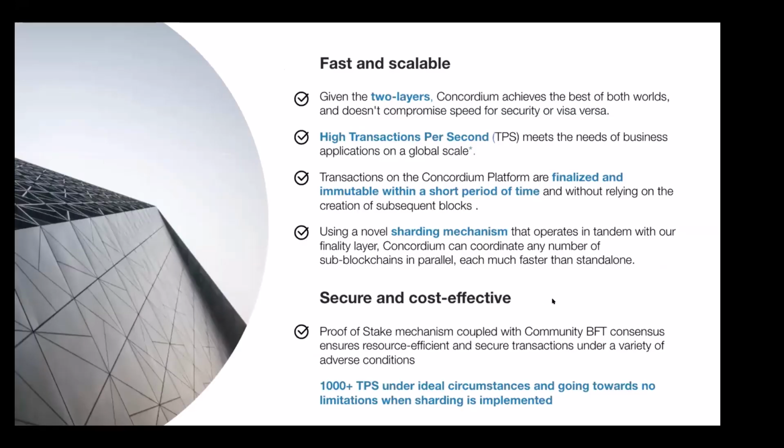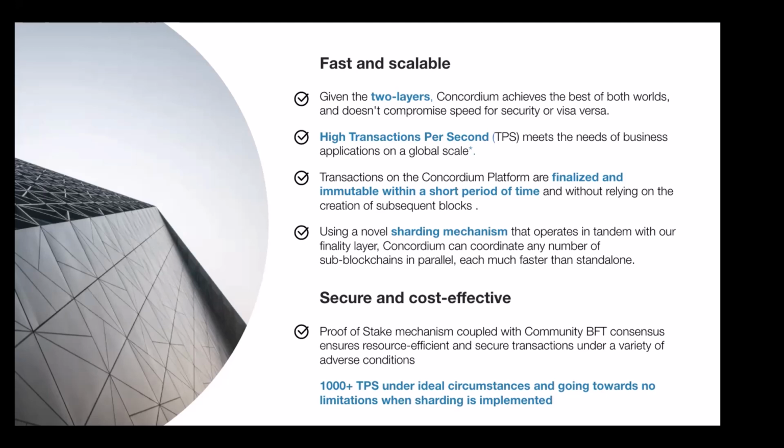So let's speak a little bit about what I mean by fast and scalable. We have a two-layer approach that basically ensures there is no compromise on speed for security. Generally, we hear a lot about high TPS and things like that, but it always comes as a trade-off with respect to security or decentralization. And when you're a public blockchain, you cannot have such trade-offs. You cannot have compromises with decentralization.